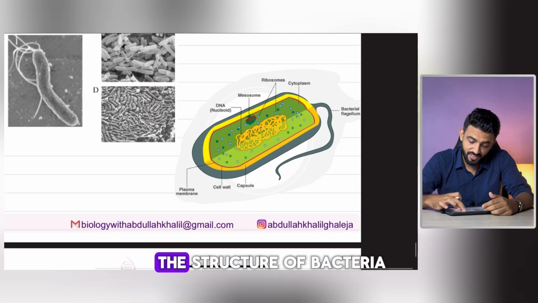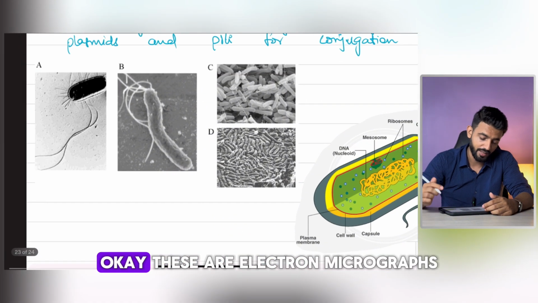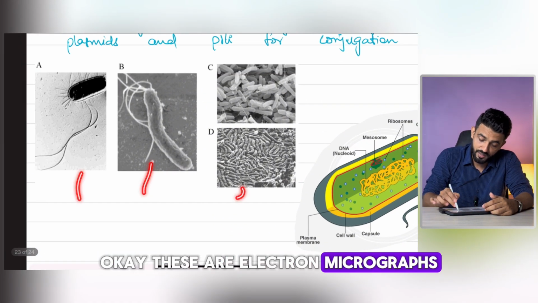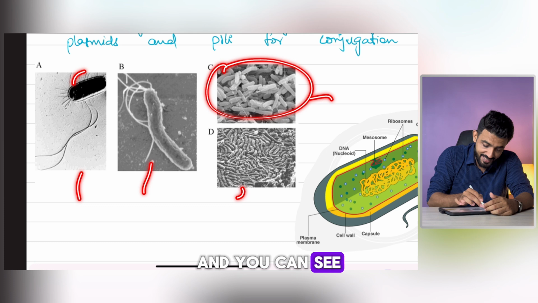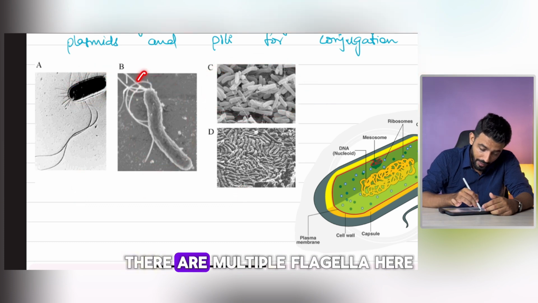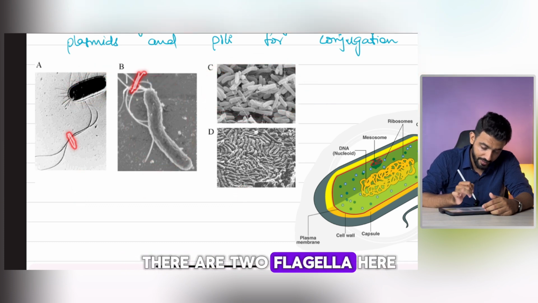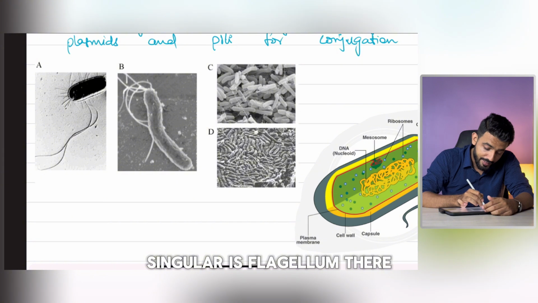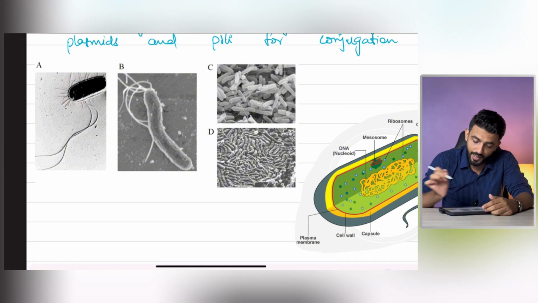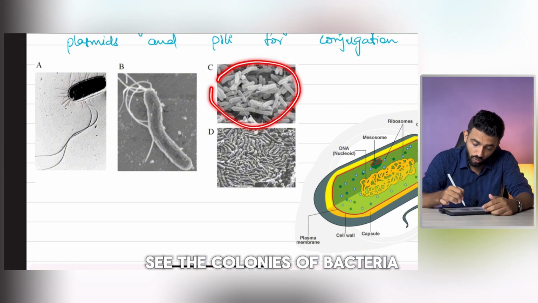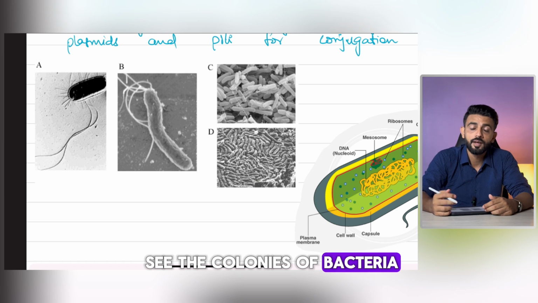When you look at the structure of bacteria, these are electron micrographs. You can see the colony and you can see the singular cells as well. There are multiple flagella here. There are 2 flagella here. Singular is flagellum. There are pili here, and here you can see the colonies of bacteria.